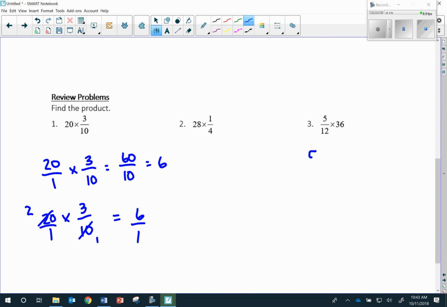So we have 5/12 times 36 over 1. I'm going to simplify before I multiply. I'm going to divide both 12 and 36 by 3. So 12 turns into a 1, 36 turns into a 3. When I multiply across, I get 15 over 1, so our answer is 15.